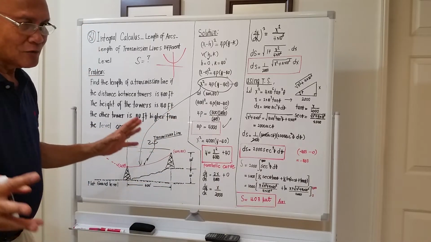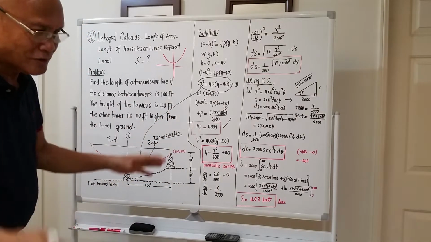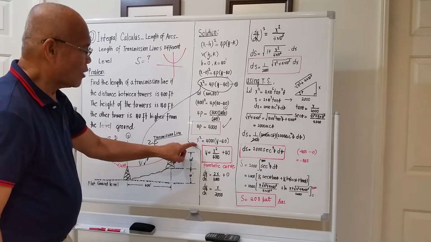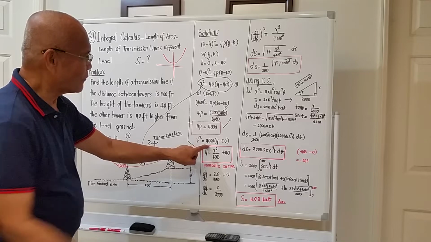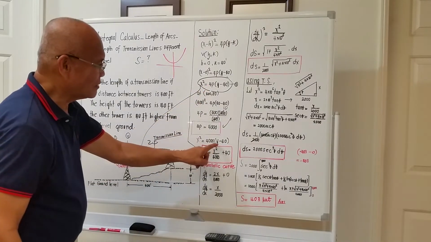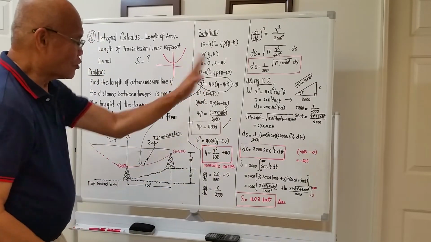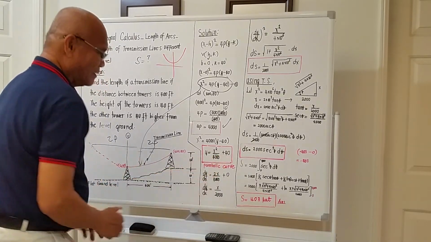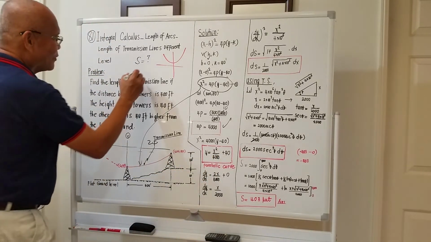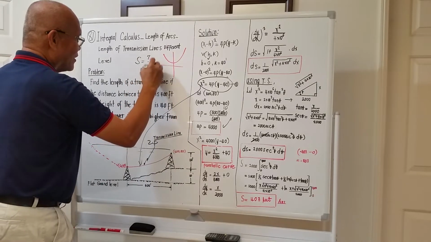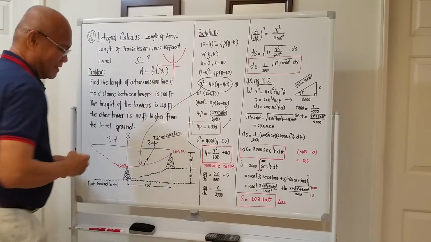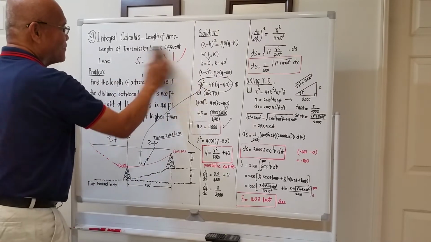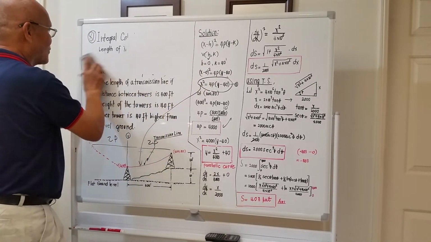So if we now compute the equation of the parabolic curve of the transmission line, x squared now will be equal to 4,000 times the quantity y minus 40. And solving for y will be x squared over 4,000 plus 40. So actually, we are now given y as a function of x, right? So if we are given y as a function of x, there is no more problem.